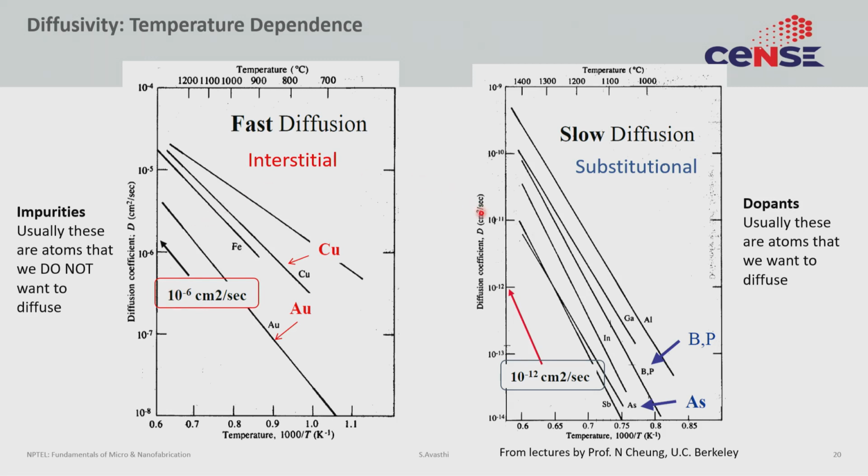The other type of impurities, which we want to move, are those that are substitutional. So, these are the dopants, these are boron, arsenic, phosphorus. This is what we want to move, because the whole point of doing diffusion is to create a dopant region.